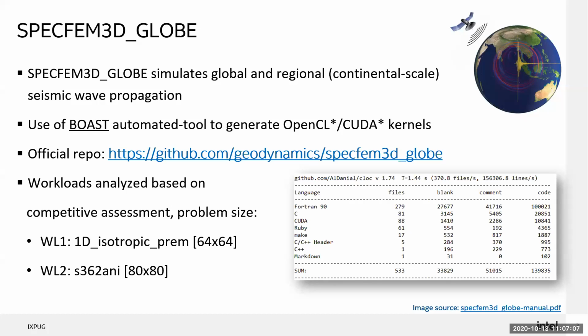Now, because a lot of the work we did was based on Intel Gen 9 HD graphics, we selected a couple of workloads for analysis based on the amount of memory they need and the time it takes to simulate those grids. So 1D isotropic PREM with a 64 by 64 grid size is what we use as workload 1. And one of the common benchmark workloads for simulating a more complex Earth, which is S362ANI, was used as the second workload. But we did reduce the size of the grid to 80 by 80 to fit on a Gen 9 graphics card.